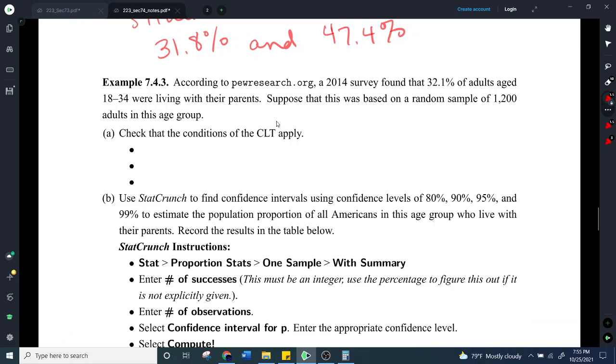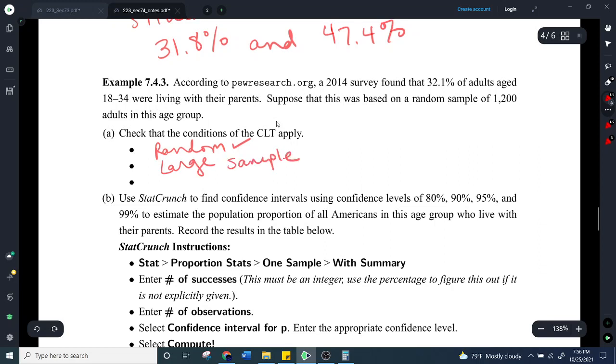I'm going to go through this quickly because I really want to get to the StatCrunch example, and I think you probably get the idea of checking these. But they told us that it was a random sample, so we are good to go. It's large enough. It's got 1,200 people in it. It's certainly large enough for at least 10 successes and 10 failures based on this number here. And then the population would be all adults that are in this age range. So our population of all adults is certainly large enough. Our population is going to be more than 10 times the sample size. So we are good to go with the three conditions.